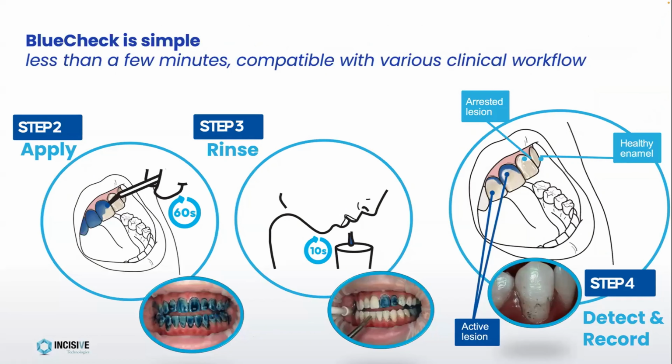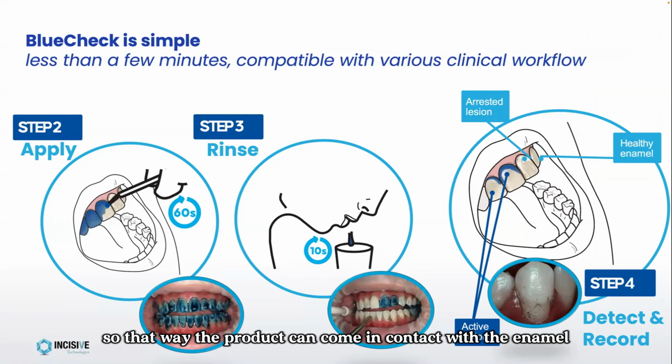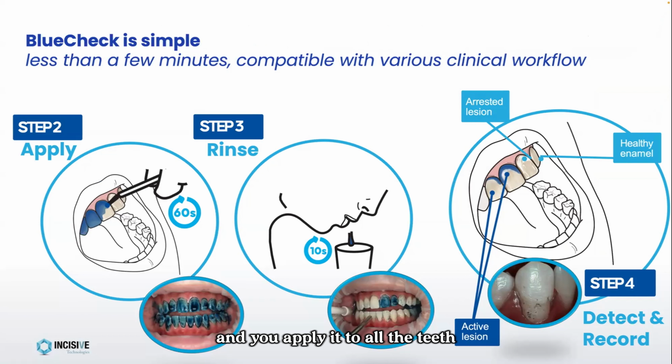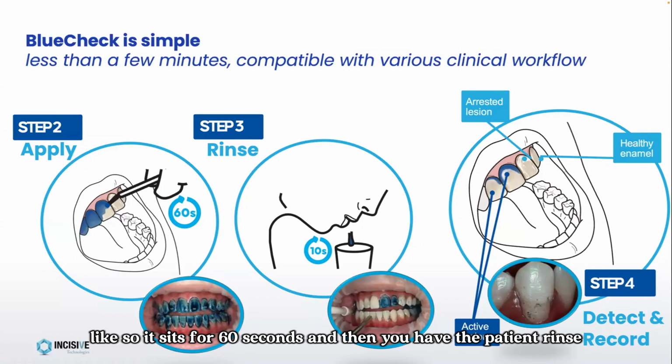So again, the first step is just to make sure that the teeth are free of biofilm, so that way the product can come in contact with the enamel, and you apply it to all the teeth like so. It sits for 60 seconds, and then you have the patient rinse. You can either do an air water syringe rinse, or you can have them swish and spit for 10 seconds. And then you'll get the detection, and you'll want to record it.